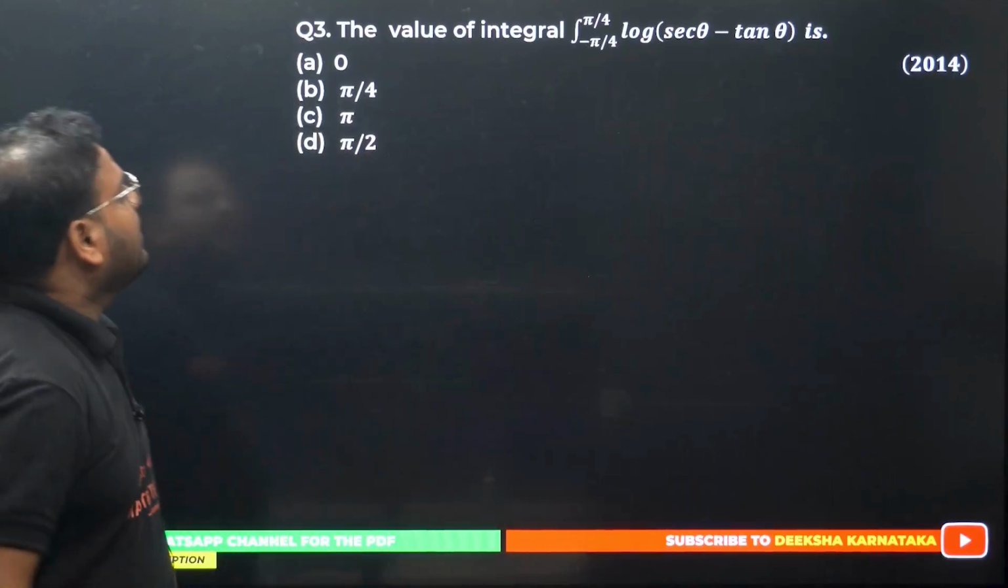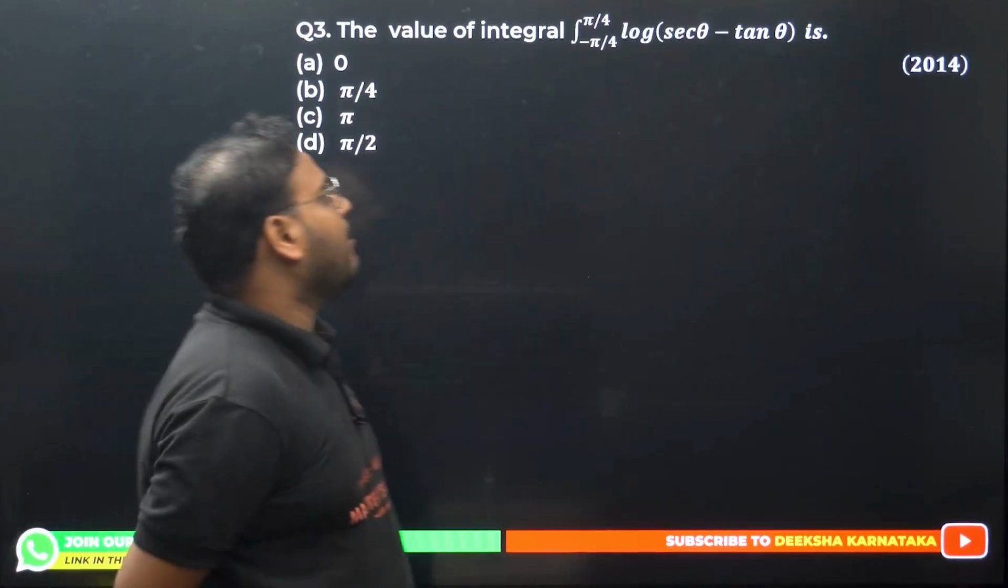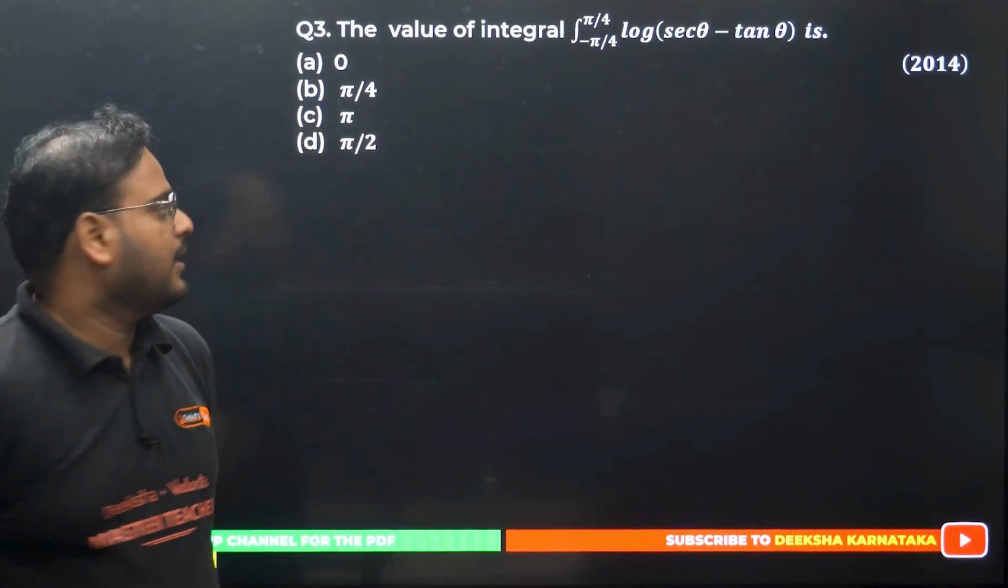Value of integration from minus pi by 4 to pi by 4 log of sec x minus tan theta.